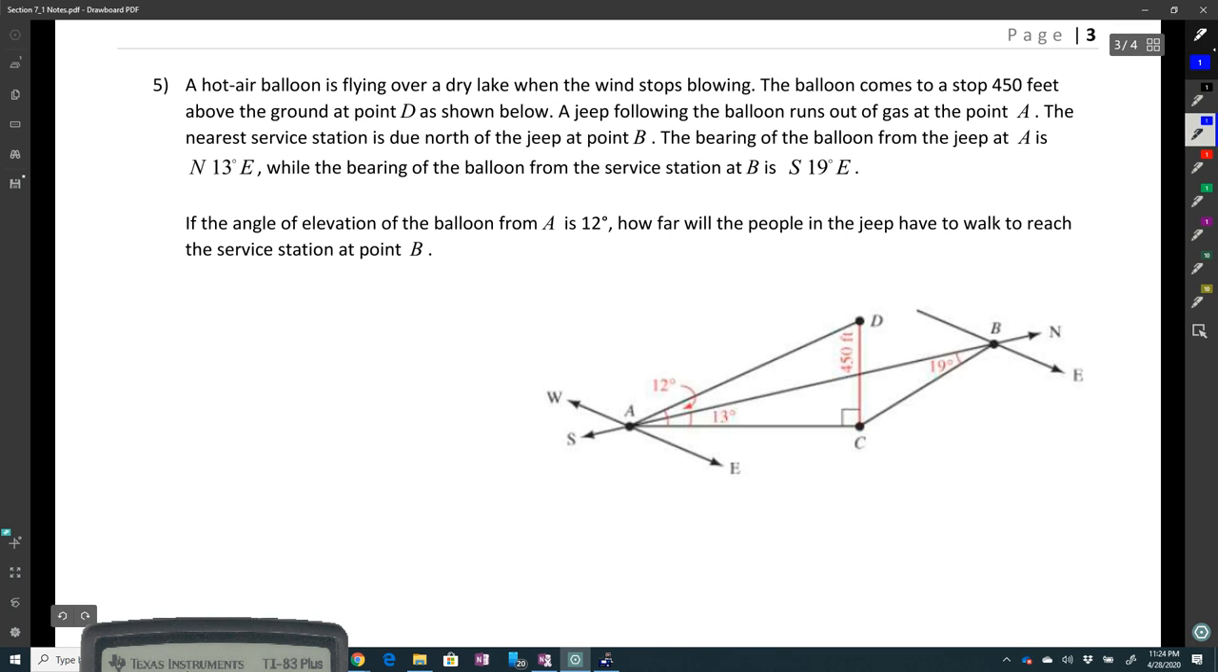So here's our balloon. It's anchored. There's a little person in it. And usually the balloons have that kind of weird design. I don't know. There's my balloon. So they're 450 feet above the ground.